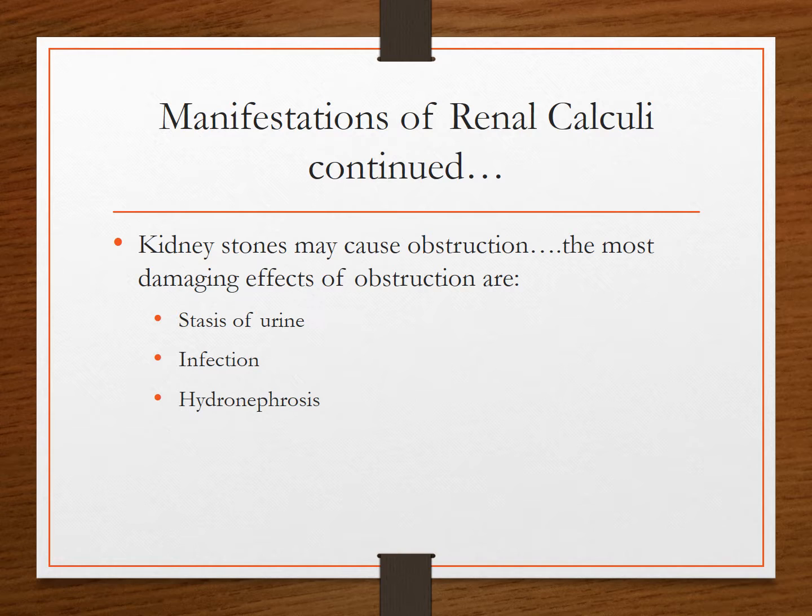Now just think, if you have a stone that is obstructing urine flow somewhere in your urinary tract, then there's going to be a portion of the urinary tract that has a stasis of urine, where the urine is stopping because it's not able to pass through. Anytime you have a stoppage of anything, whether it's urine, blood, whatever, you have to worry about the risk of infection. And with the urinary tract, you have to worry about one other problem called hydronephrosis.